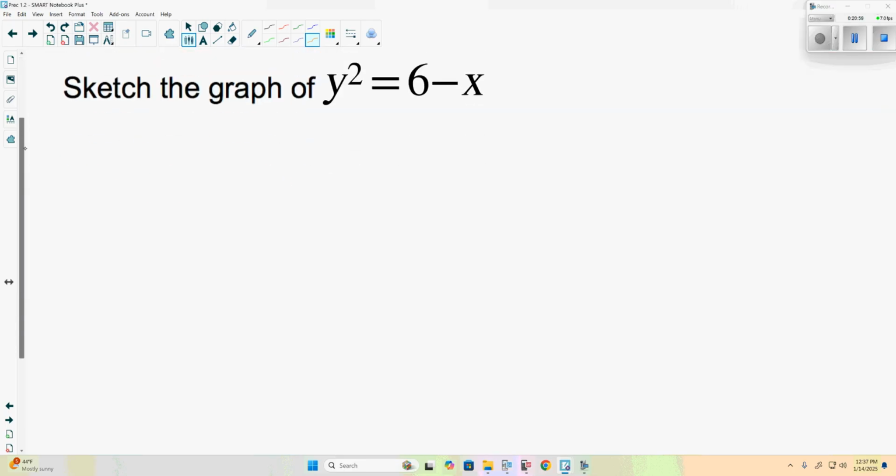Now we're not going to sketch it, but we are going to test to see if this is symmetric to the x, y, or the origin.